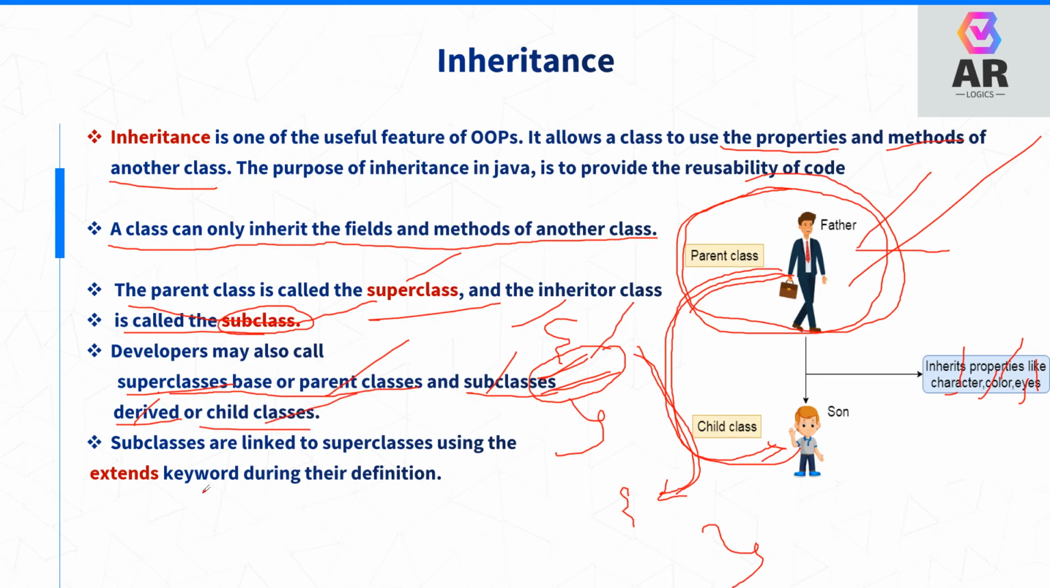Okay, a subclass links to the superclass using the extends keyword. One class is there, and in this second class we inherit all the methods and properties from the first using the extends keyword. Using the extends keyword, we can inherit from one class to another class.